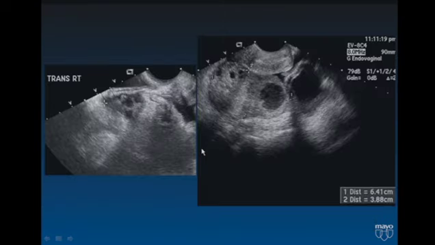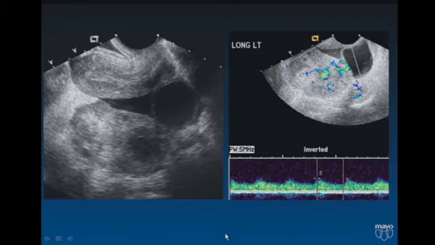Comparison to the contralateral side is helpful. So here this left ovary is torsed and enlarged, over 6 centimeters in size, whereas the contralateral right ovary was only 2 to 3 centimeters in maximum diameter. And here you can see that that torsed left ovary is about as big as the uterus in this particular patient.